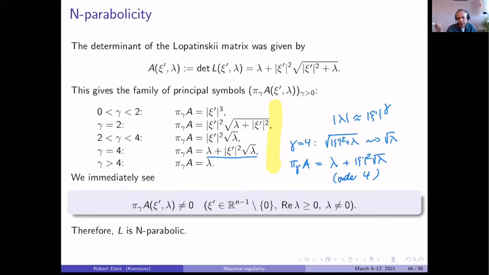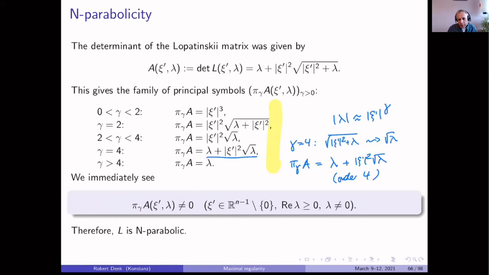And now we have to remember that the condition of parabolicity means that whenever I take a psi prime which is different from 0 in R^(n-1), and a lambda in the right half complex plane which is different from 0, then this principal part should be different from 0. And now this is trivial here. You see here, for instance, this is different from 0. This lambda is different from 0. Of course, also this is different from 0. So just by looking at these principal symbols, we immediately see that all these principal symbols satisfy these conditions.